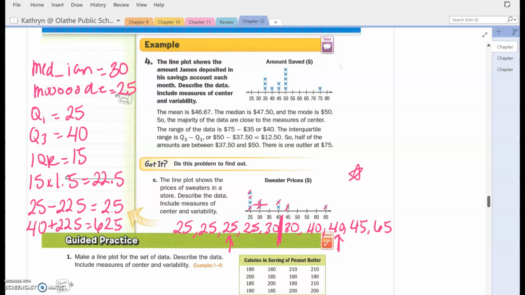So my numbers, in order to not have an outlier, must fall between 2.5 and 62.5. That's quite a range. But look, I have one number that is sticking outside. So my outlier is 65.